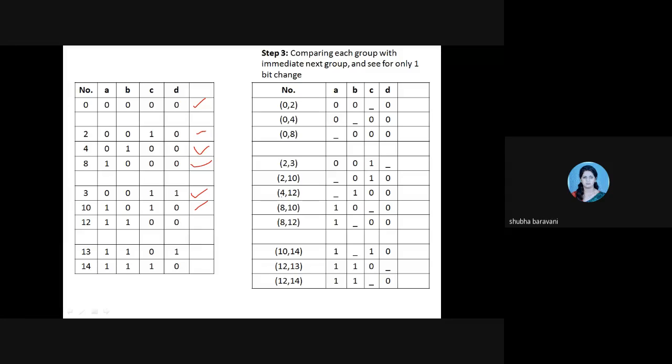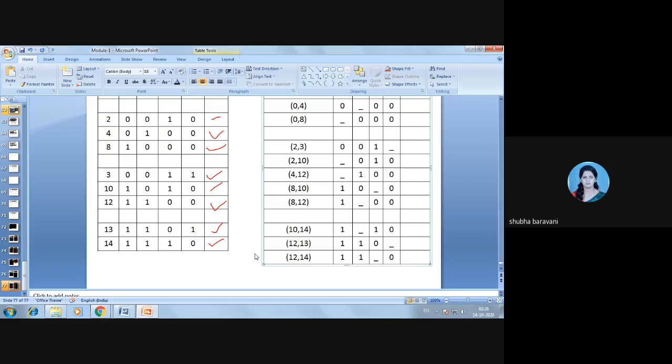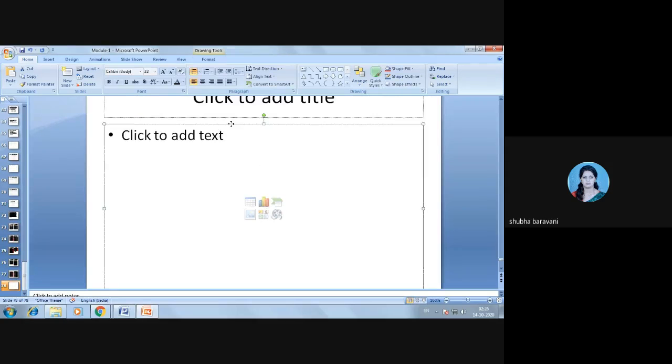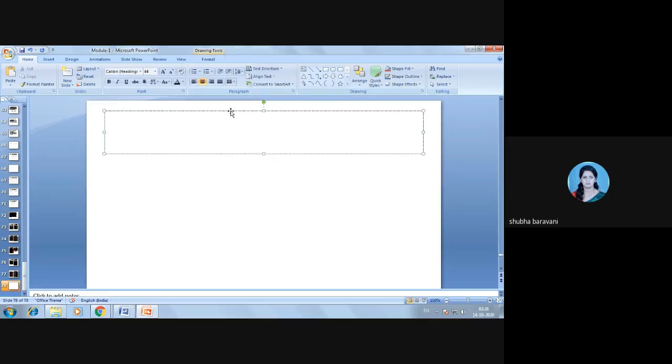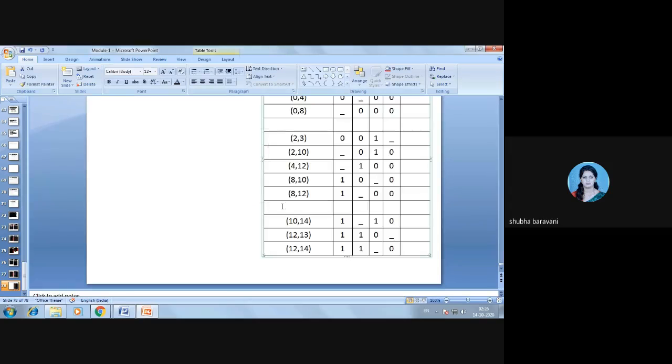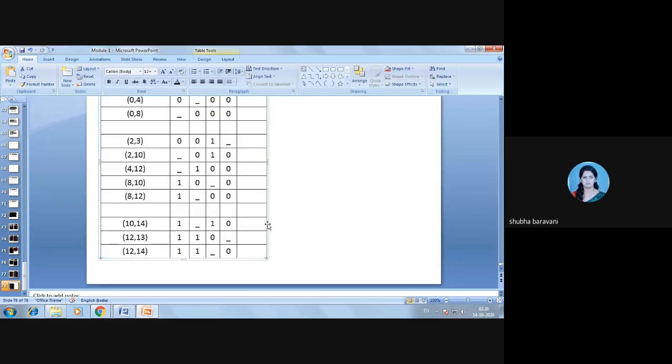Then 4. 4, 12, na? 4 is already done. 12 I'll put a tick mark. Then 8, 12. 8 is already done, 12 is done. 10, 14. So 13, 14 also there. Okay? So this is my step 3. Is it understood? Step 3 is done, everyone. Is that step 3 done, everyone?